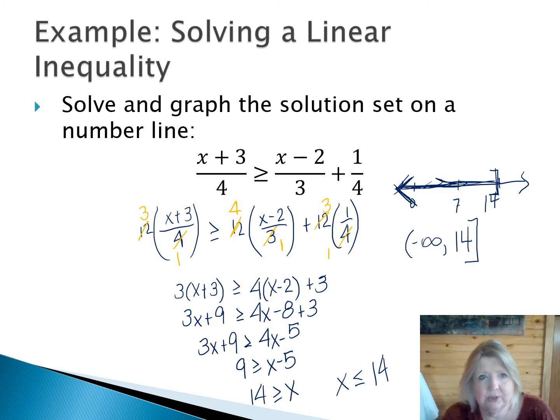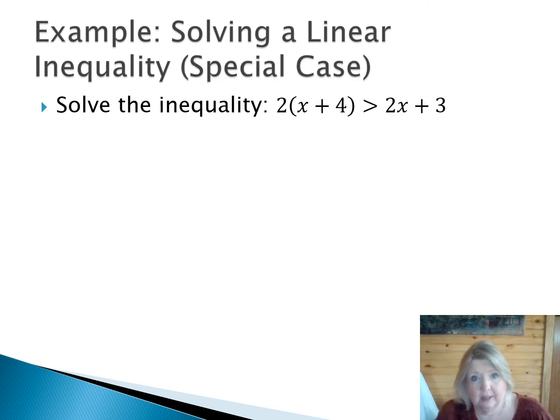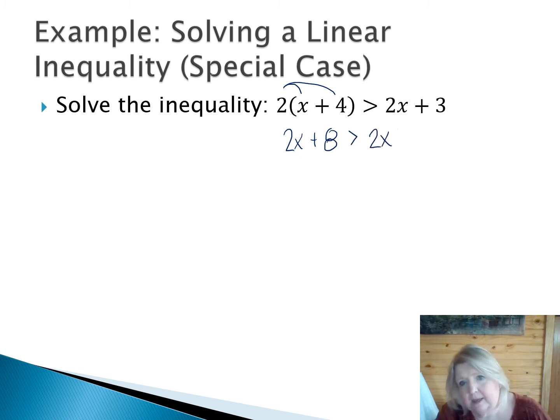Okay, let's do another one. Okay, I warned you that this is a special case by putting it up here in the title, so you might want to pay careful attention as to what happens, because this is something that does happen occasionally. 2 times x is 2x, 2 times 4 is 8, so I still distribute to get rid of parentheses. And I'm going to move all my x's to the left, so I'm going to say minus 2x on both sides. And when I do, I get that 8 is greater than 3.